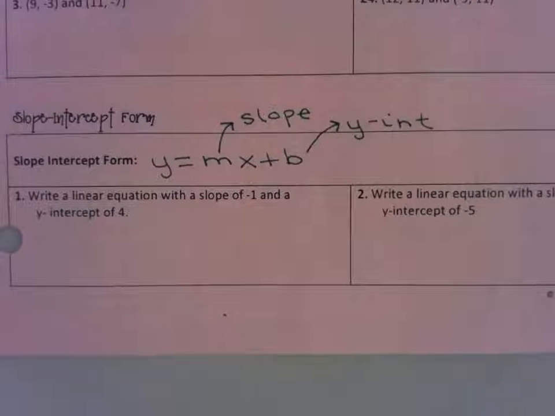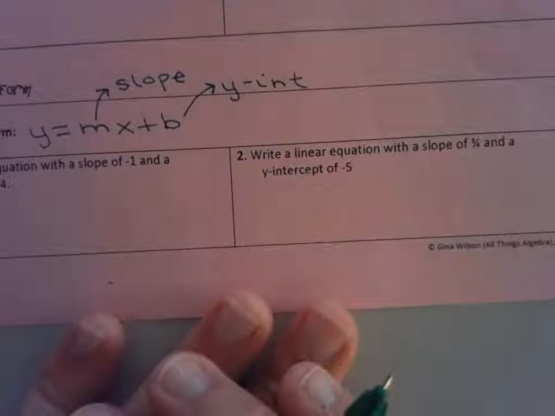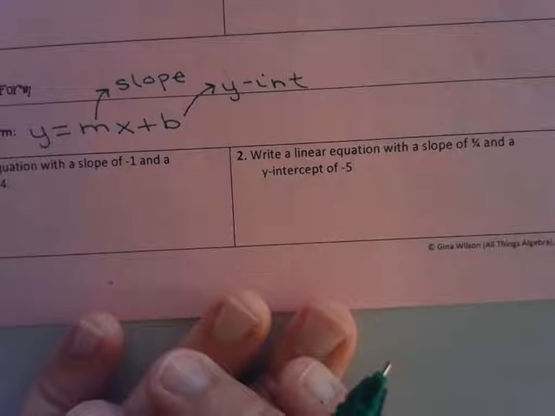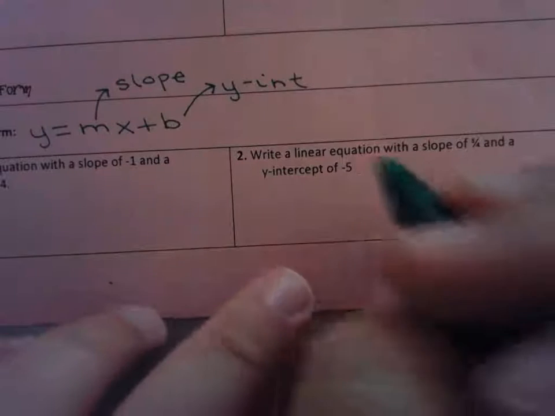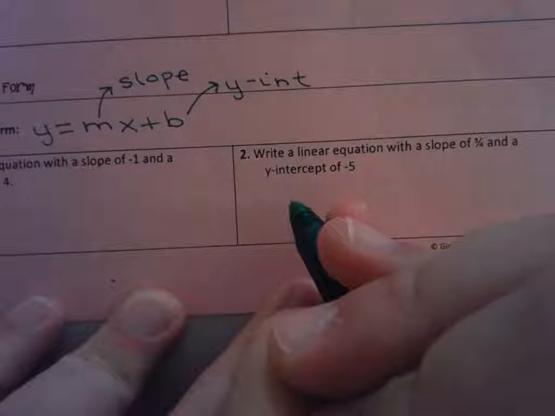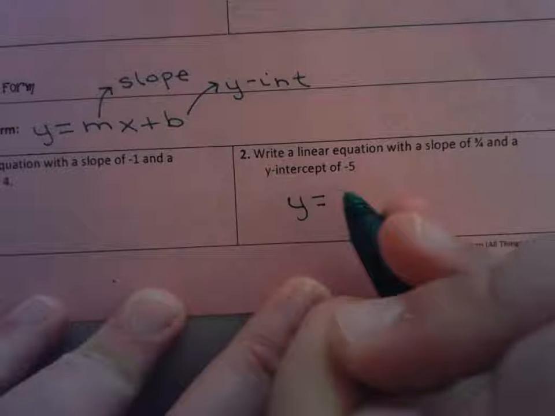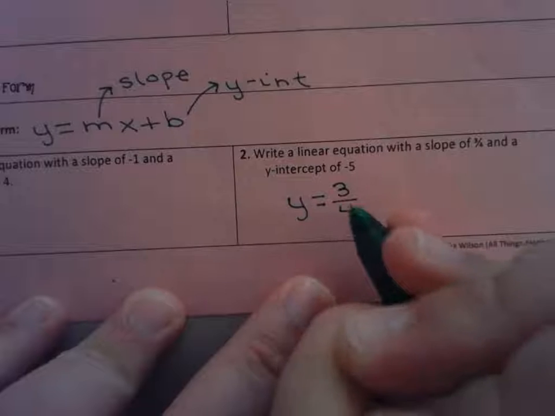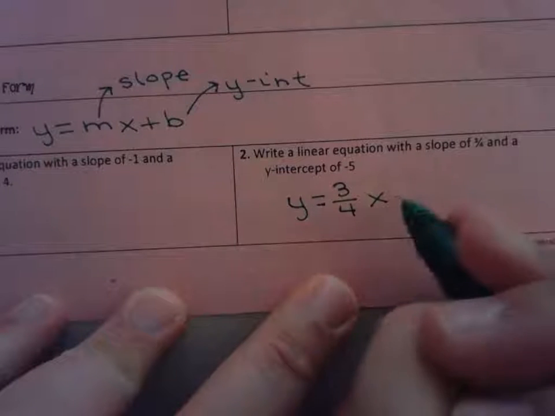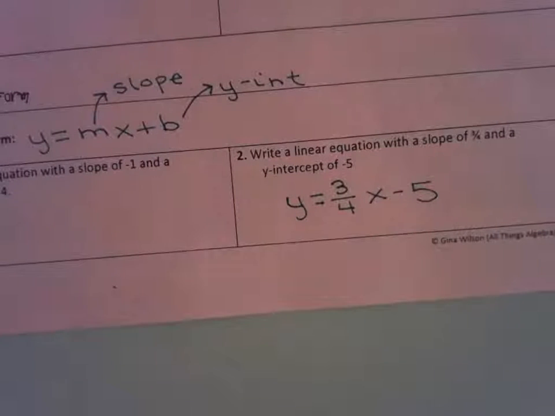So all you're going to do for these two examples is plug in the slope in front of x and then put the y-intercept after the x. So please do not overthink this section. If I look at number 2, write a linear equation with the slope of 3/4 and a y-intercept of negative 5. What will that be? Y equals, what's the slope? 3/4. Put it in front of x, so y equals 3/4 x minus 5, and that's your answer.